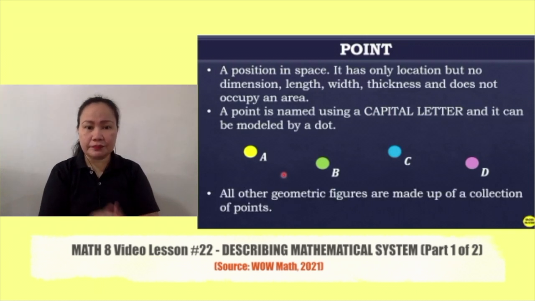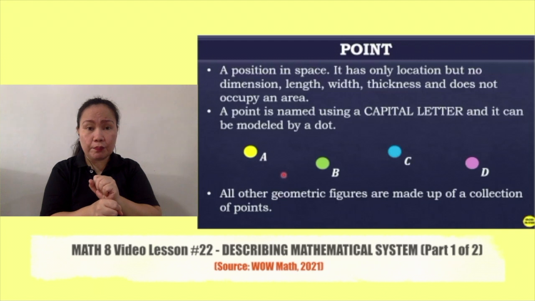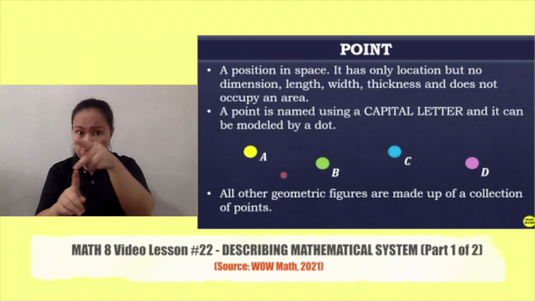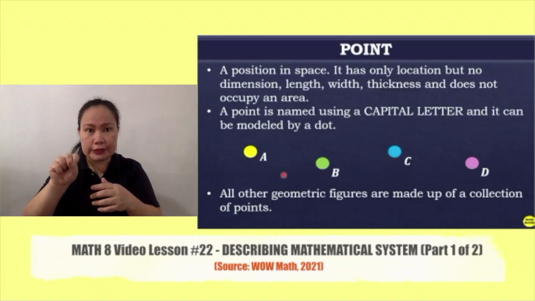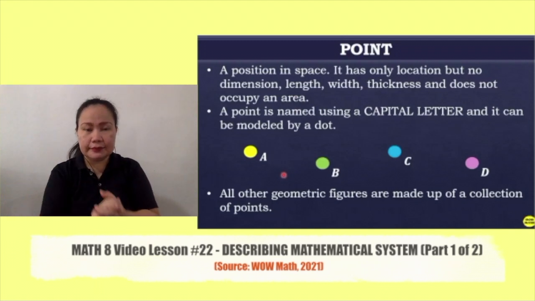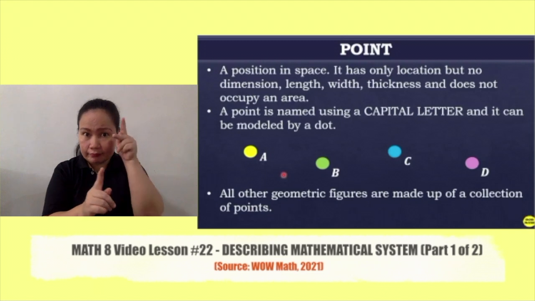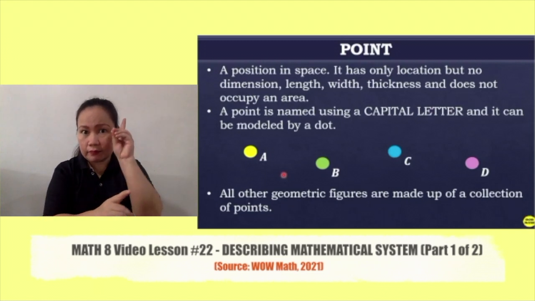And all other geometric figures are made up of a collection of points. So, lahat ng figures or geometric figures ay nagsisimula po sa point. So, pag pinagsama-sama yun, that's why it is a collection of points, nakakabuo po tayo ng figure doon. Okay? So, again, a point is named using a capital letter and it is best represented by a dot.